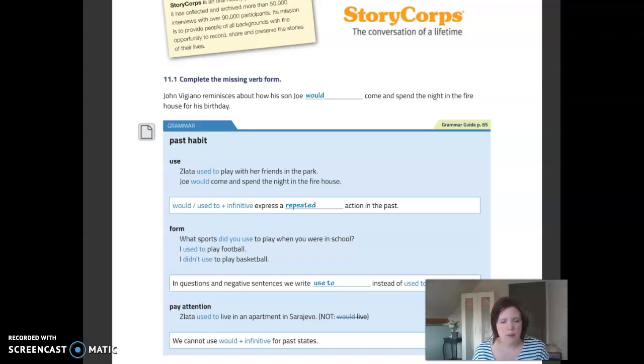Let's look at the example sentences in the blue grid. Zlata used to play with her friends in the park. Joe would come and spend the night. Two possibilities, two different types of constructions. The first one, would plus infinitive. The second one, used to plus infinitive. And you use them to express a repeated action in the past.